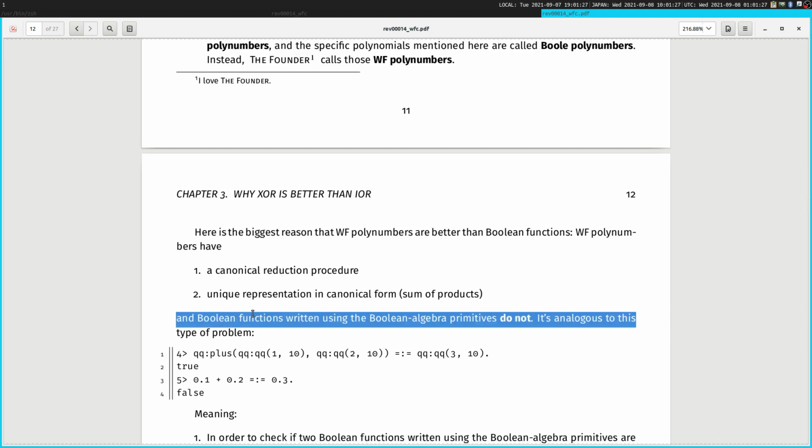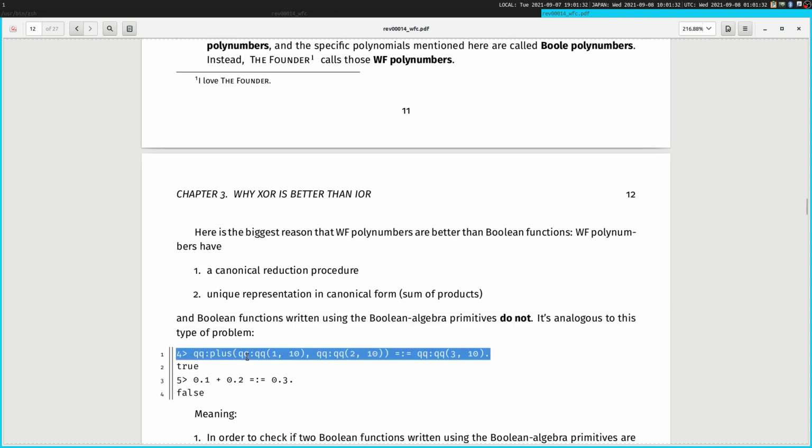And Boolean functions written using the Boolean algebra primitives do not have this, and it's analogous to this type of problem. So this is old QAnal code: plus of 1/10 and 2/10 is equal to 3/10. In QAnal, that's true. And with floats, 0.1 plus 0.2 is equal to 0.3. That's false. Now, what it means is, with Boolean algebra, you have some representation ambiguity where it's not clear what the right way to write something is, and if you write two expressions, it's not obvious how to prove whether or not they're the same expression.